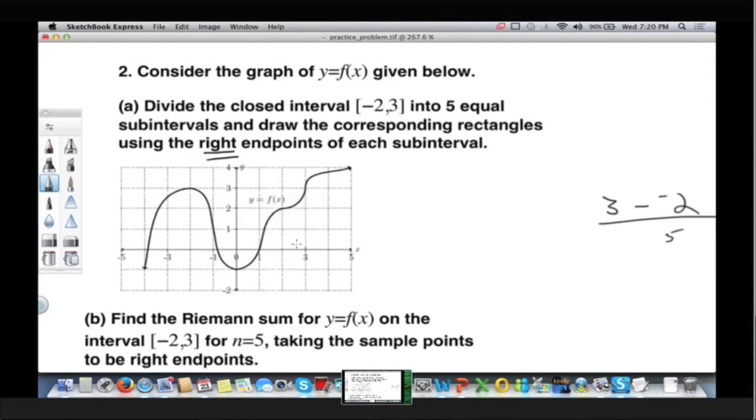Okay, so 3. Okay, so now I'm using right endpoints. I meet the function, I come over and down. I meet the function over and down. So now my next point, I meet the function.